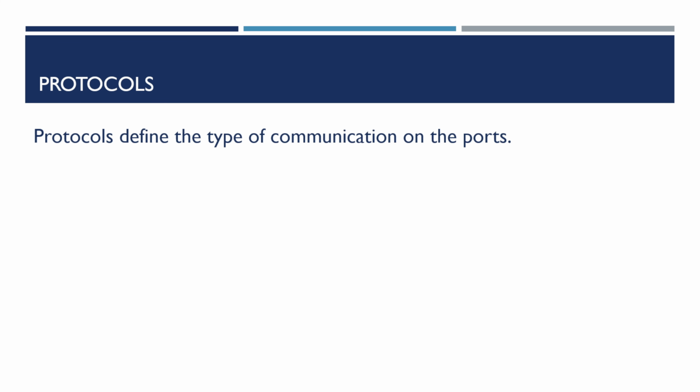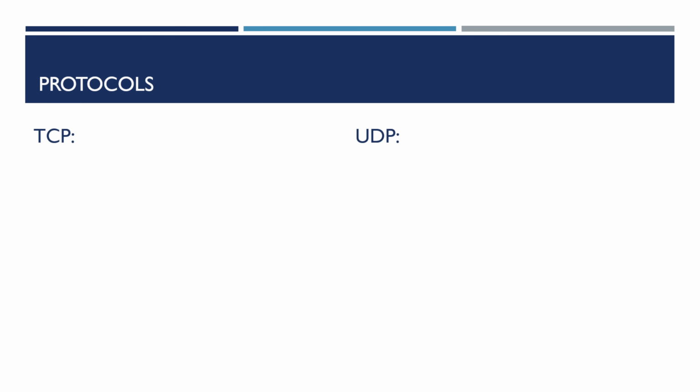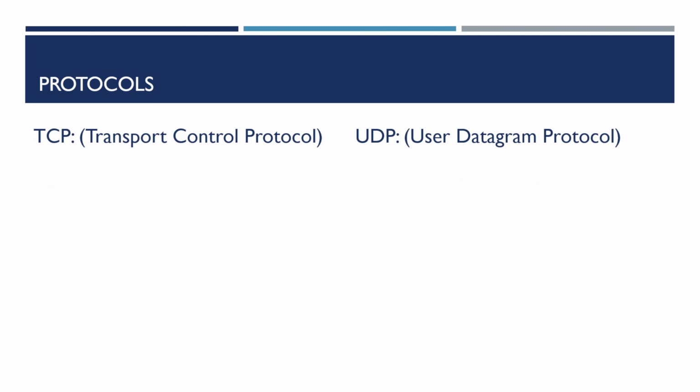Protocols define the type of communication on the ports. Well, there's two primary protocols for communication on this layer. That is TCP and UDP. TCP stands for Transport Control Protocol, whereas UDP stands for User Datagram Protocol. We're going to compare these a little bit.